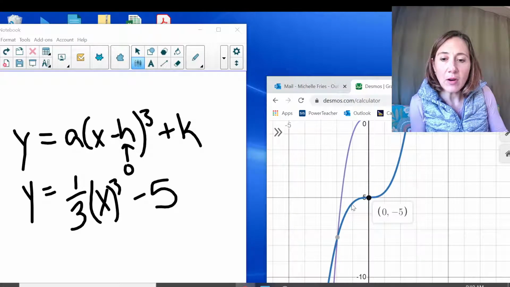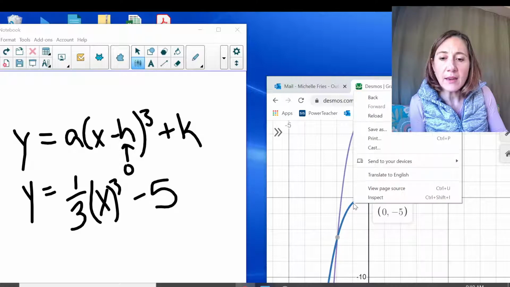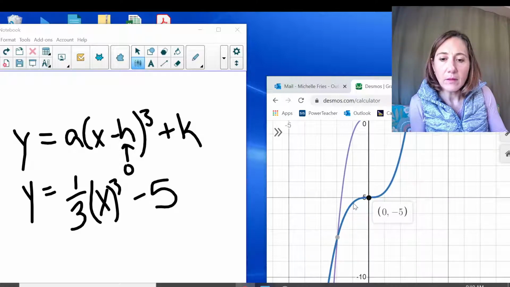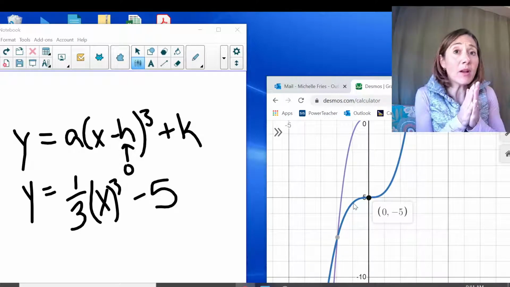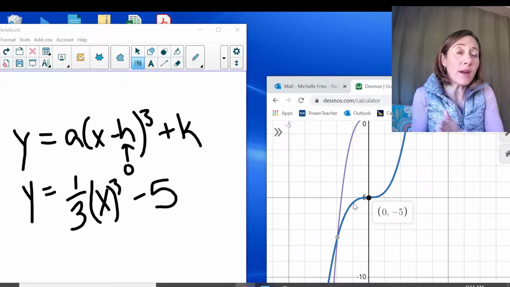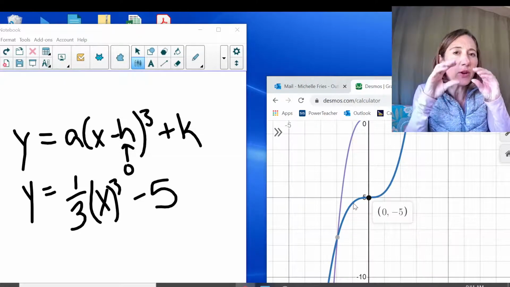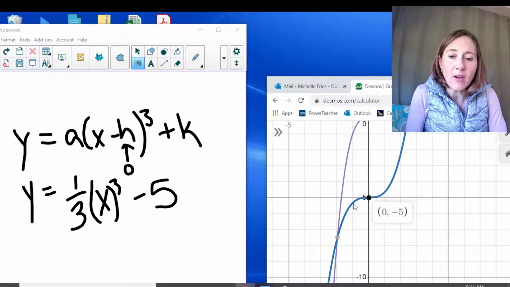Same thing over here on the left side. If I go over 1 from the inflection point, I'm now at negative 5 1/3. 0.3 repeating is a third, so I've gone a third down. So the parent one goes up 1 and over, down 1 and over. This is only a third as tall as that, so that's why my A value is a 1/3.